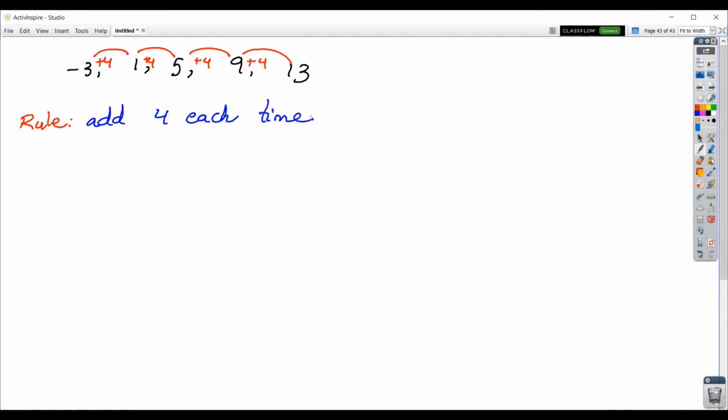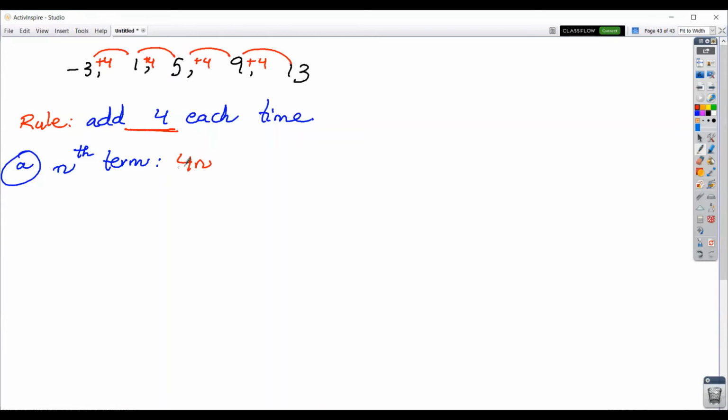Okay. Now in this one, they're asking us to find the nth term of the sequence. As I said, the first thing to find the nth term of any sequence is to find the rule first. Here we know the rule is adding 4 each time. So you're going to write down 4n.